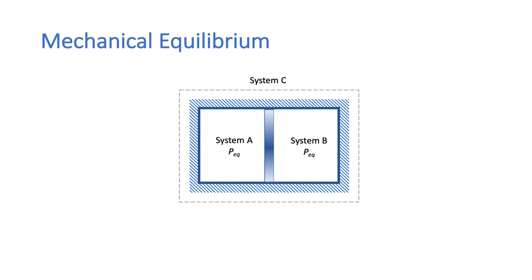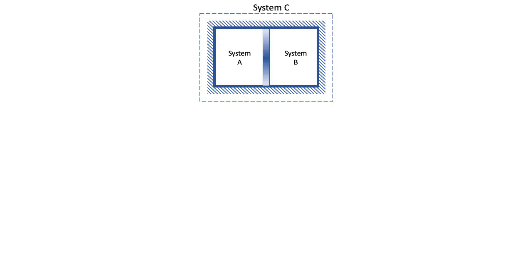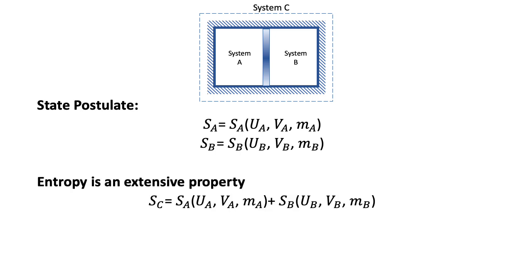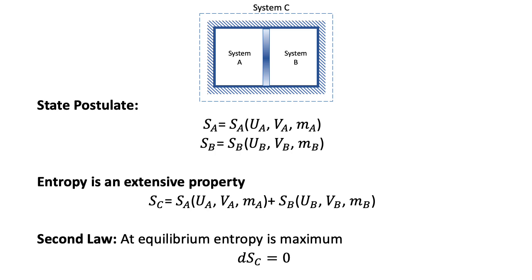If we call the composite system consisting of A and B system C, we again want to see what is the condition for equilibrium to be reached by system C. We can start with a state postulate, which says that SA is a function of UA, VA, and MA. SB is a function of UB, VB, and MB. Entropy is an extensive property, so SC is equal to SA plus SB. And the second law tells us that at equilibrium, the entropy is maximum, so dSC is equal to 0.